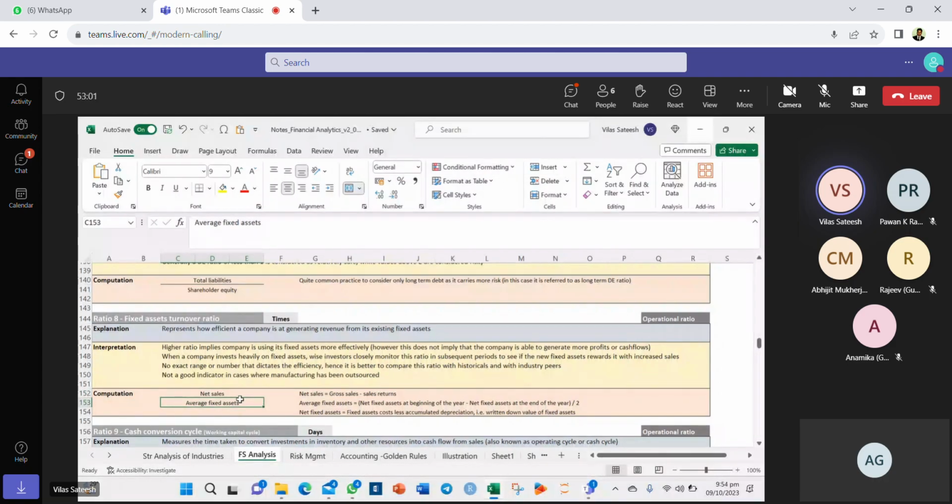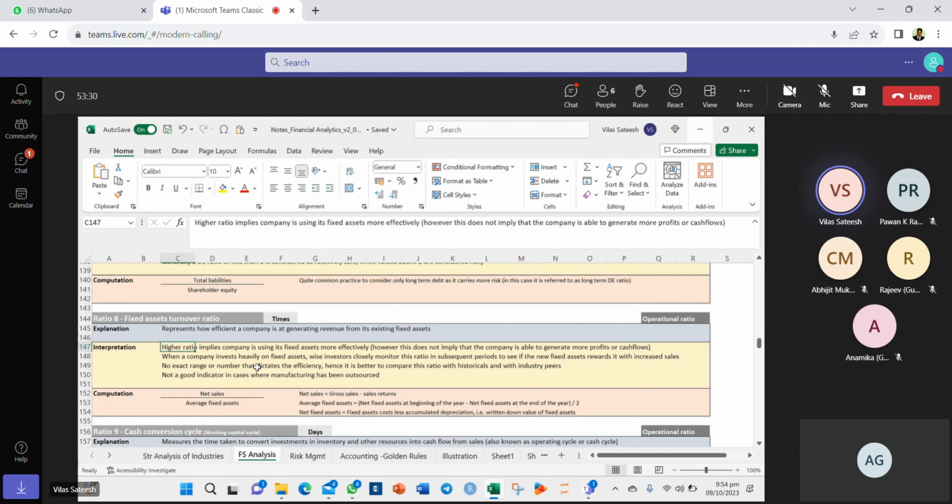So if you divide your net sales by average fixed assets, it gives you how many times you were able to roll that sales into that fixed assets value. If you have a higher ratio, a higher multiplier, it means you are using your fixed assets more effectively, meaning your asset utilization is very high.